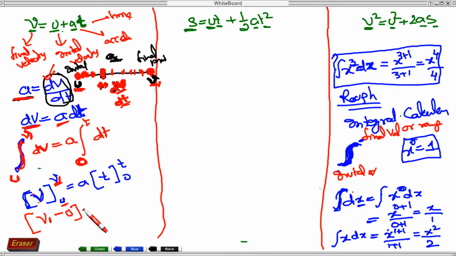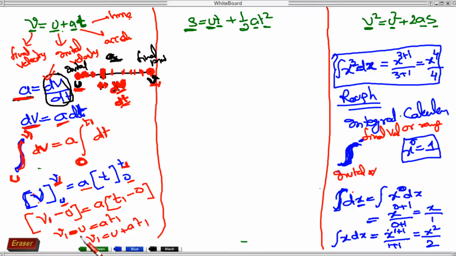Here it will become a, and I am writing t1 here. This is the time t1 it took from here to here. So this will become t1 minus 0. So v1 minus u is equal to a t1. Yeah, v1 is equal to u plus a t1.